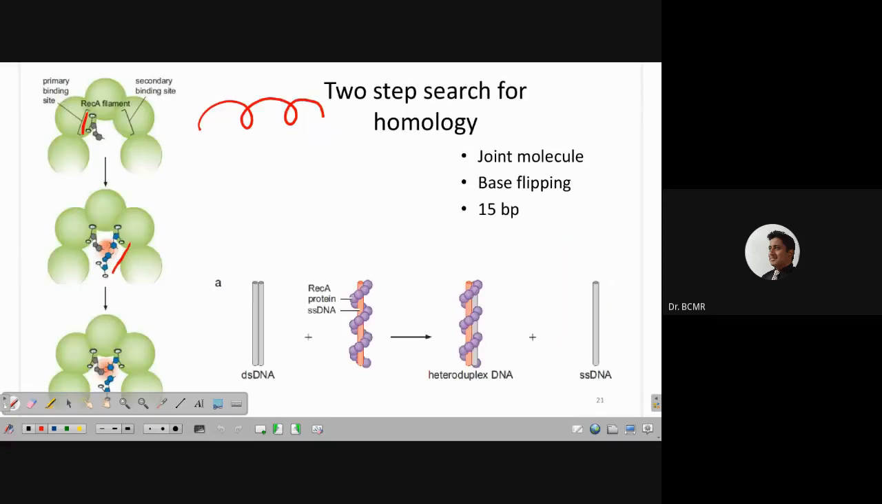How does it do that? It first binds to one of the strands like this and coats that DNA as a filament. What you're seeing here is a cross section, and then it binds to a second double-stranded DNA, and it will check for homology. Wherever homology is good, the strands will start base pairing. Exchange will happen, which will result in something like this.